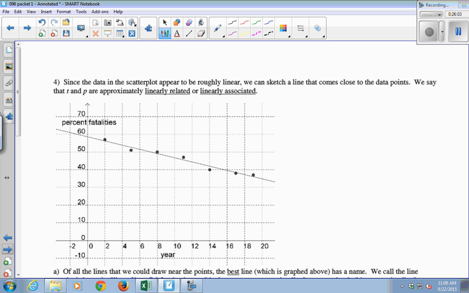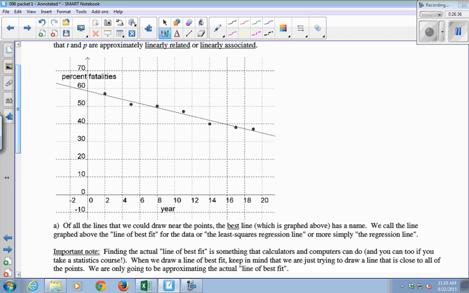Okay. The data in the scatter plot appear to be roughly linear, so we sketch a line that comes close to all the data points. So T and P are approximately linearly related, or linearly associated. T is going to represent time, or year, and P represents percentage, right? So instead of X and Y, I'm using T and P because these represent real things, and using T and P reminds me of what they represent.